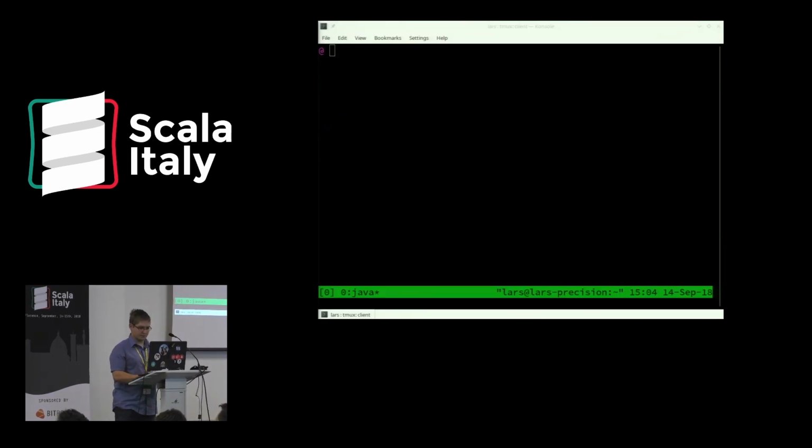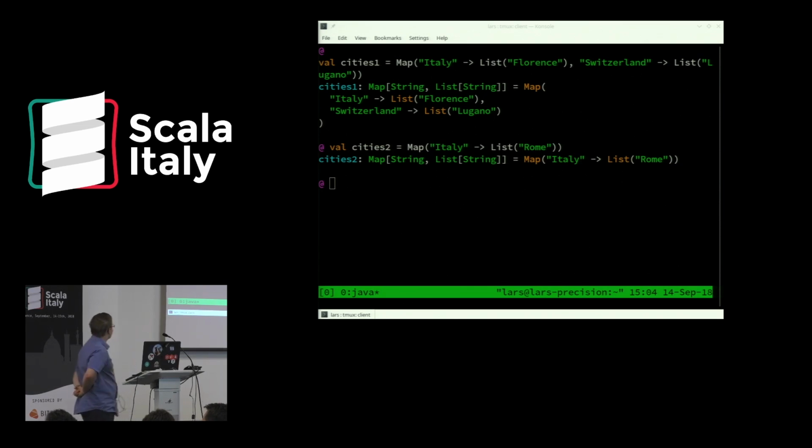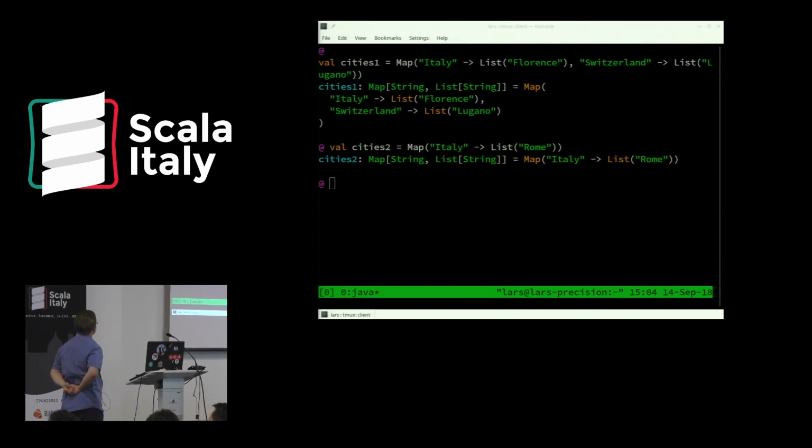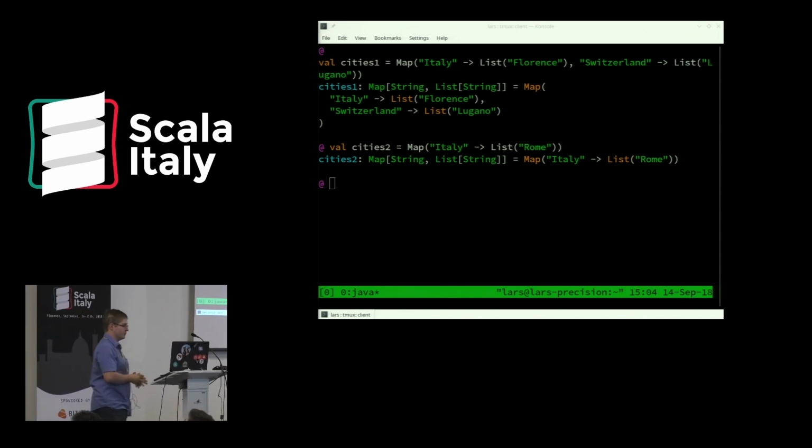Okay, so basically what I'm going to do, I'm going to define 2 maps. So I have 2 maps of countries mapping to lists of cities. So I have one map that declares that Florence is a city in Italy, and then Lugano is a city in Switzerland. And I've chosen Lugano because it's Italian speaking. And then you have another map which says that Rome is in Italy. Now, you want to merge these 2 maps together and get a full map of all the cities you know, and associate them with all the countries.